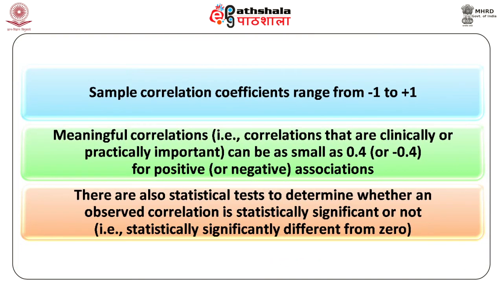As we noted, sample correlation coefficients range from -1 to +1. In practice, meaningful correlations, that is, correlations that are clinically or practically important, can be as small as 0.4 or -0.4 for positive or negative associations respectively. There are also statistical tests to determine whether an observed correlation is statistically significant or not, that is, statistically significantly different from 0.